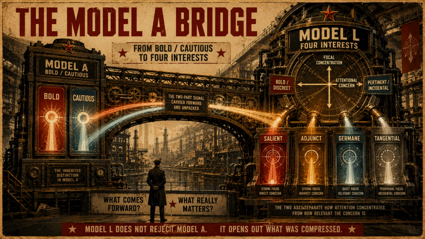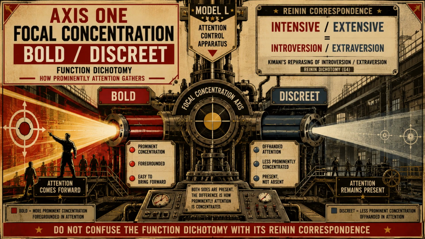So Model L does not simply discard bold and cautious. It separates the question of how strongly attention concentrates from the question of how relevant the concern is. Once those two questions are separated, the simple Model A pair opens into 4 interest groups: Salient, Adjunct, Germane, and Tangential. The first function-level axis behind interest is bold versus discrete.